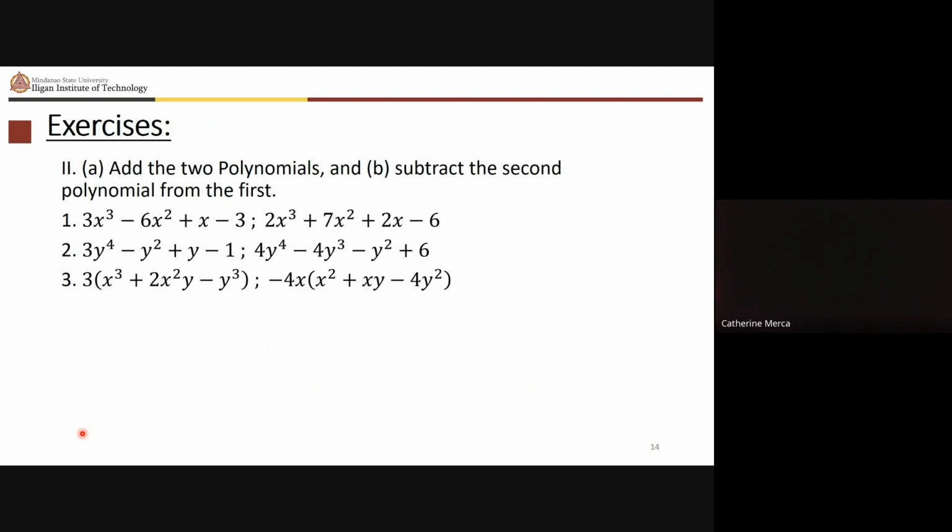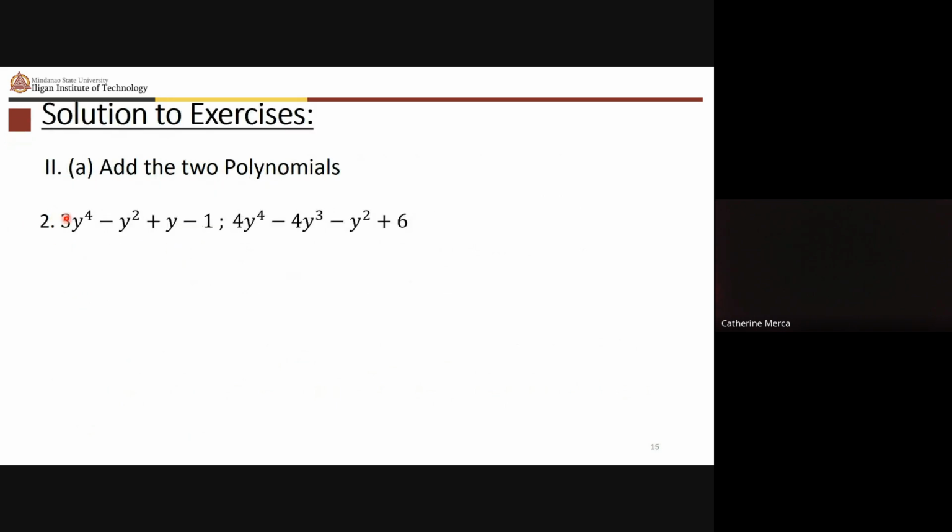So add the two polynomials and subtract the second polynomial from the first. Let us just solve number 2. I'll leave the rest for your exercises. Add the two polynomials. If we add 3y to the 4th minus y squared plus y minus 1 with 4y to the 4th minus 4y cubed minus y squared plus 6, we have the following.